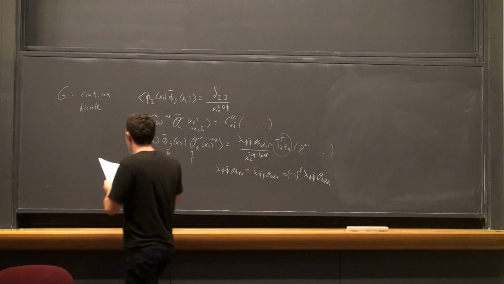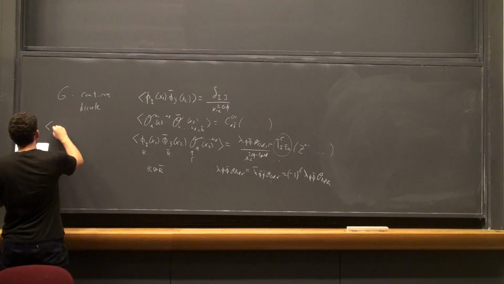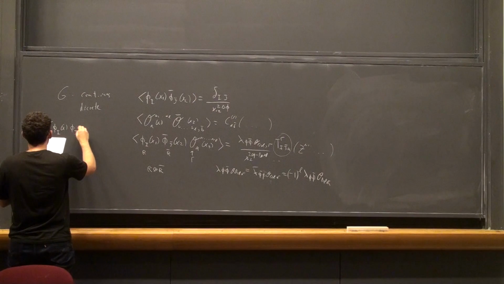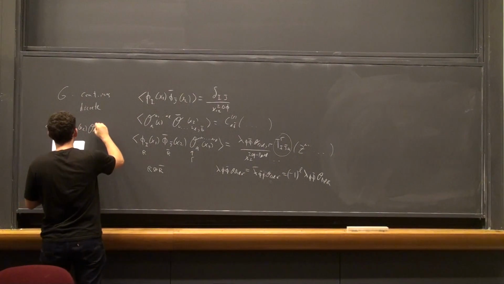There are two more three-point functions we should briefly consider. Instead of having phi bar, we can do phi, both in the same real representation, and with an operator O.